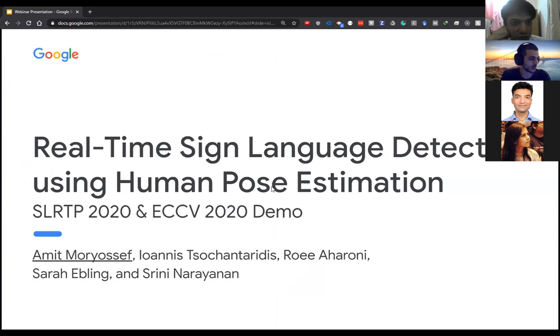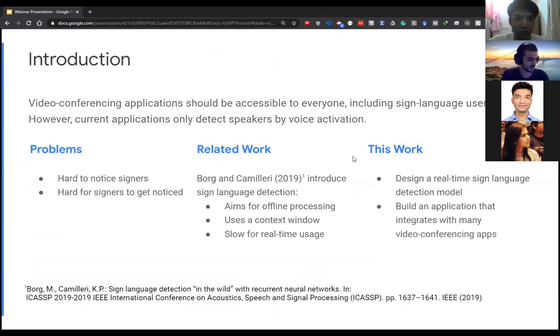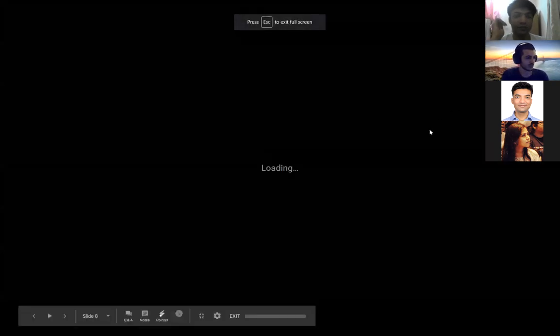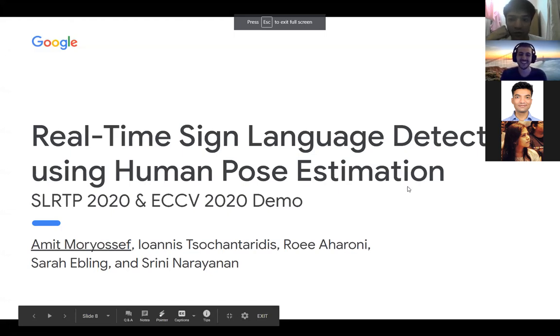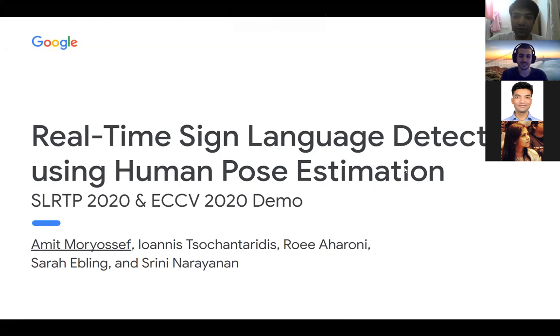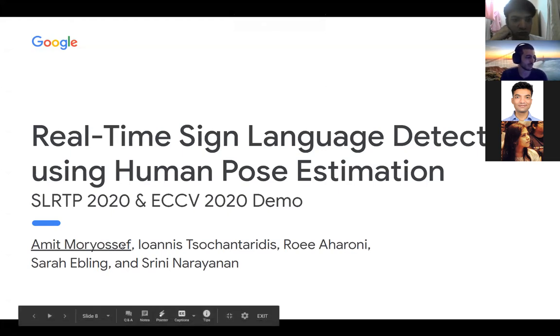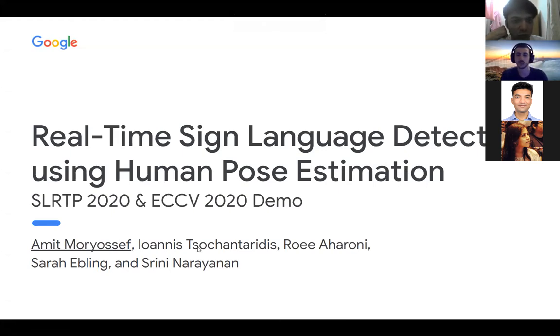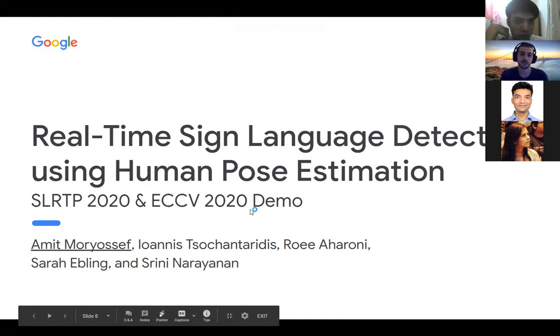Today I want to talk about this publication. As I said before, it was published as a long paper in the SLRTP 2020 workshop and presented as a demo at ECCV. It's shared work with Ioannis Strenouris from Google, Ria Aroni also from Google, Sarah Ebling from the University of Zurich, and Srini Narayanan from Google.